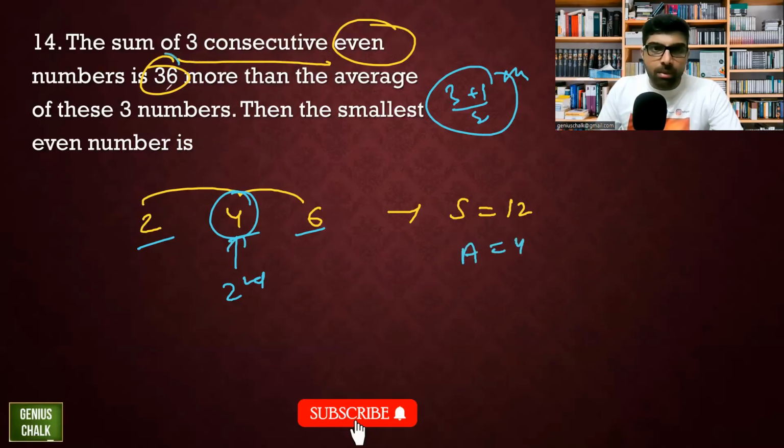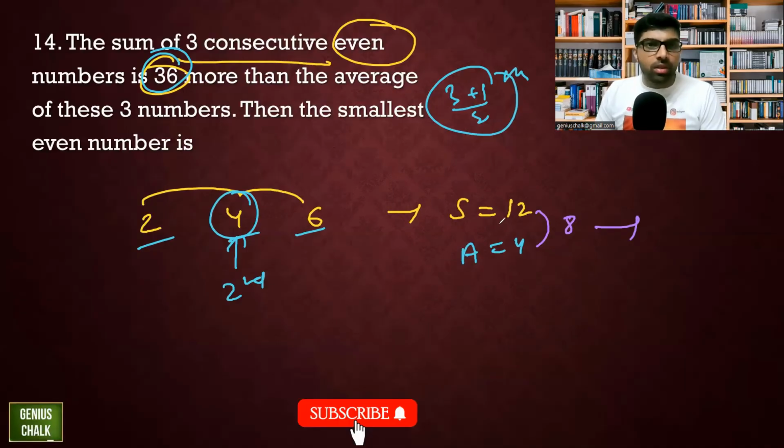Now it is saying there is a gap of 36. But what is the gap as per us? The gap is 8, since the sum is 12 and the average is 4. So 8 is the gap, but it is saying the gap is 36. So 8 value is 36. You can solve it: 4 2s are 8, 4 9s are 36.